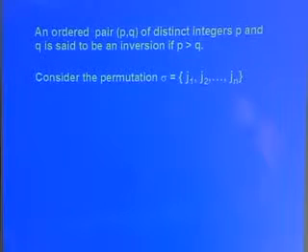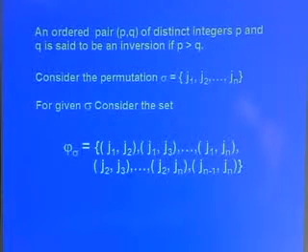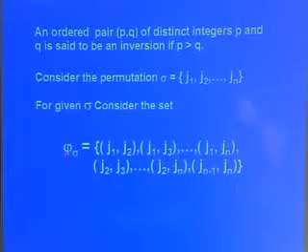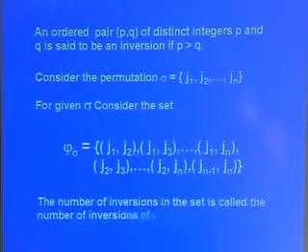So if we consider the permutation sigma equal to J1, J2, ..., Jn, then for the given sigma we consider the set phi sigma, which is a set of ordered pairs: (J2, J1), (J1, J3), and so on, up to (J1, Jn), then we start with J2: (J2, J3), (J2, J4), up to (J2, Jn), and finally (Jn minus 1, Jn). We call this set phi sigma.